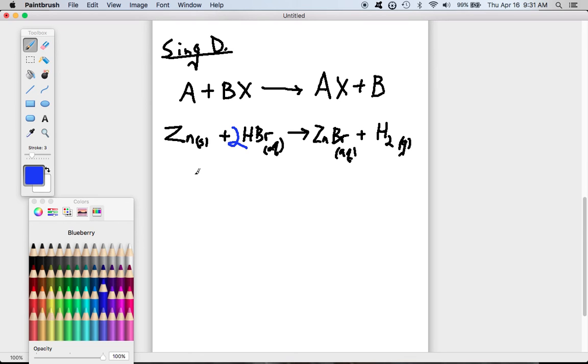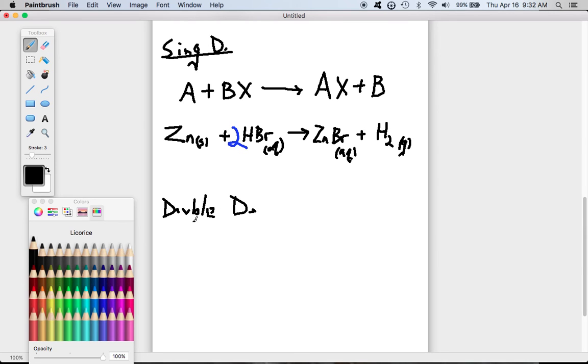Next up, I'm going to move my little pad here. I got to get more ergonomic. Here we go. Double D. This is a double displacement reaction.